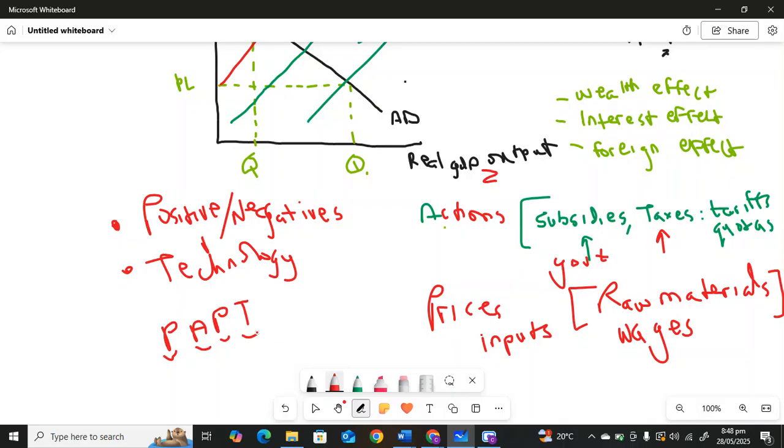Any questions before we now go to the long run, where wages and prices adjust to the economic conditions? Okay, because in the long run, what we're basically saying is eventually the wages and the other costs will adjust.